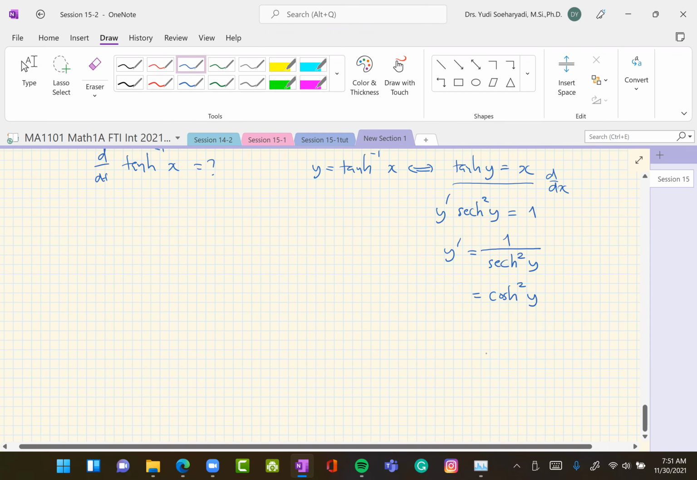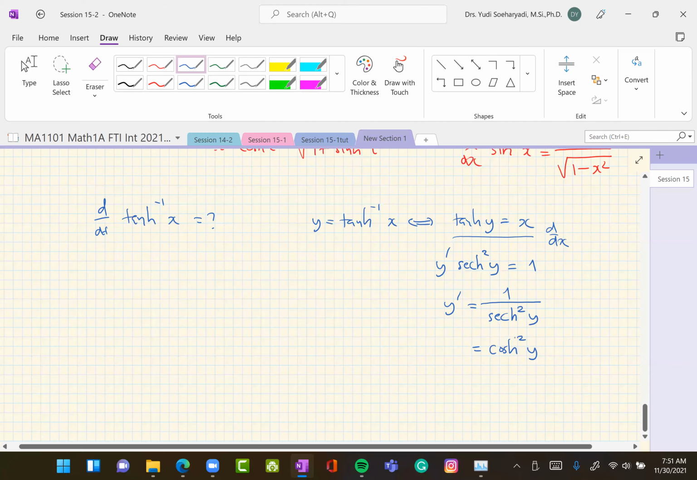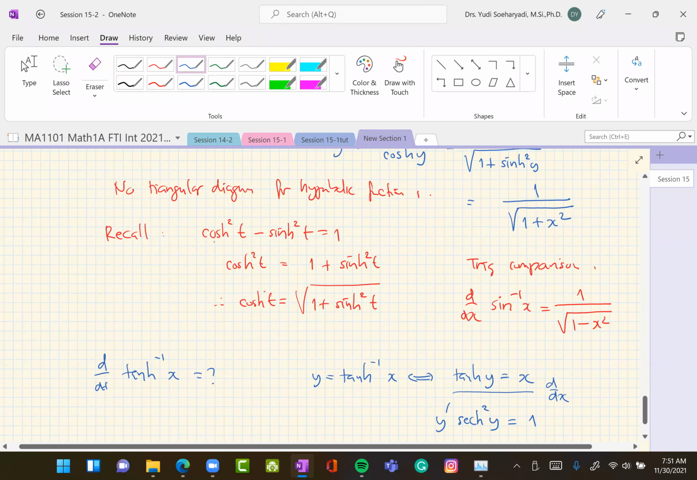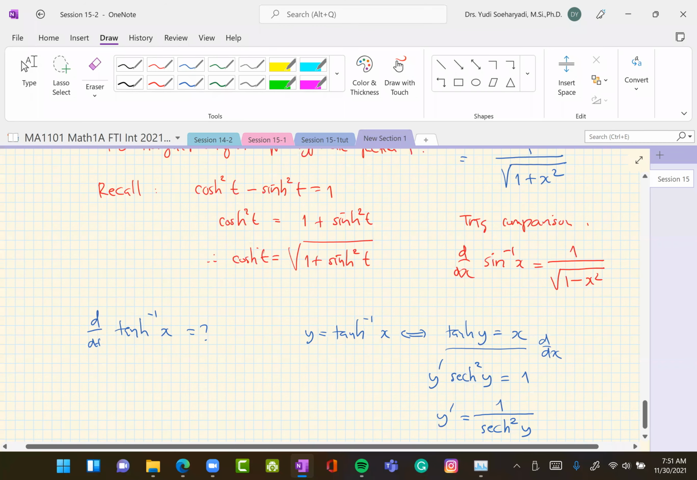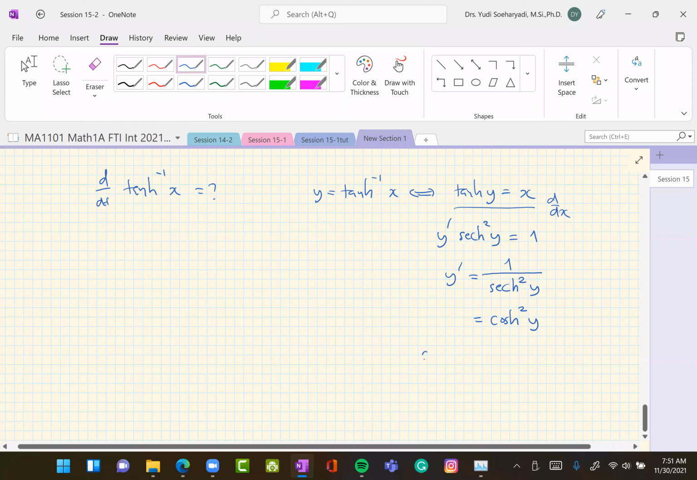Okay. Let's see how it relates y and x. Here we have another. Cosine square is 1 plus sine. Okay. So but cosine square y is 1 plus, this is just x squared.